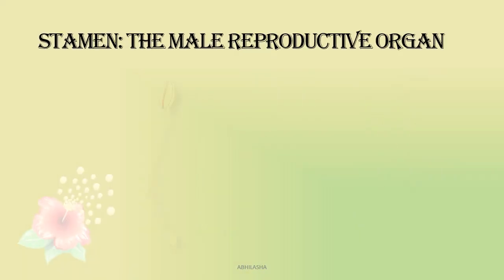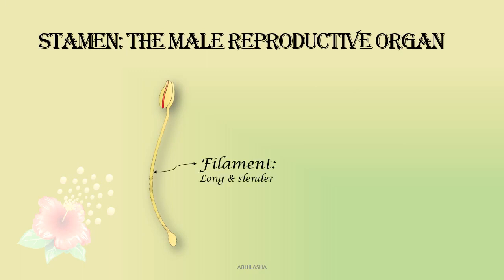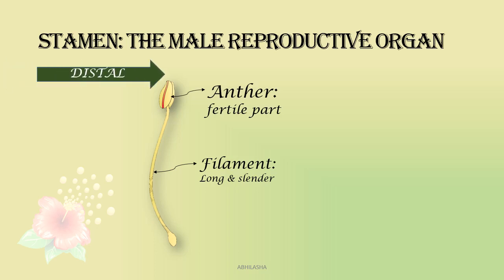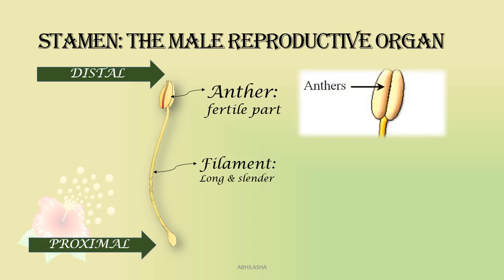Stamen is made of two parts, a long slender part known as filament, and at the tip of the filament is the anther. So anther is at the distal or farther end of the filament and the proximal end of filament is attached to the thalamus or receptacle. Now anther is the fertile part, which means it will bear the pollen grains. Now you can see anthers are bilobed structures.